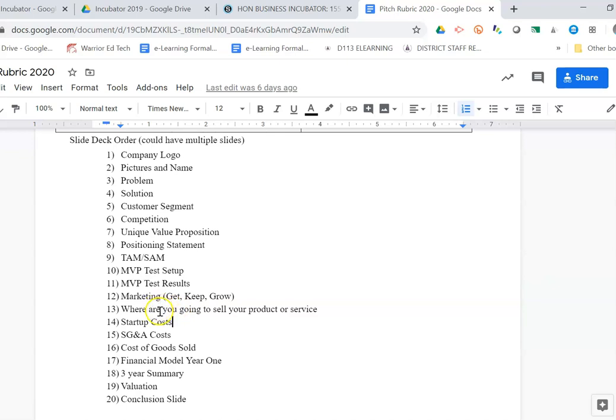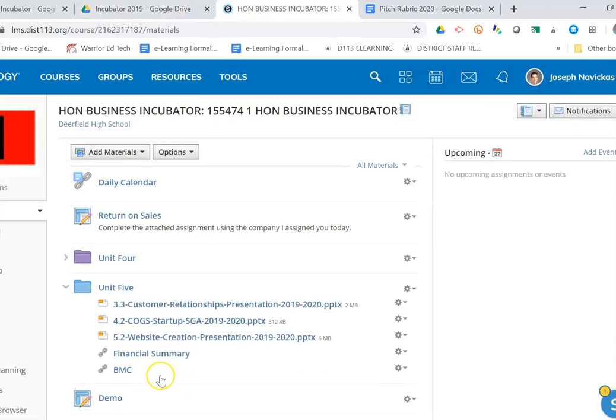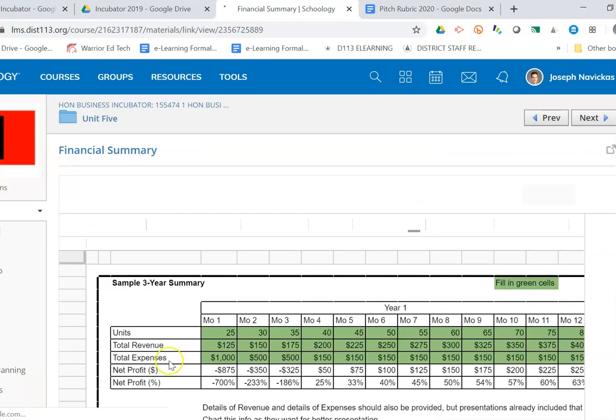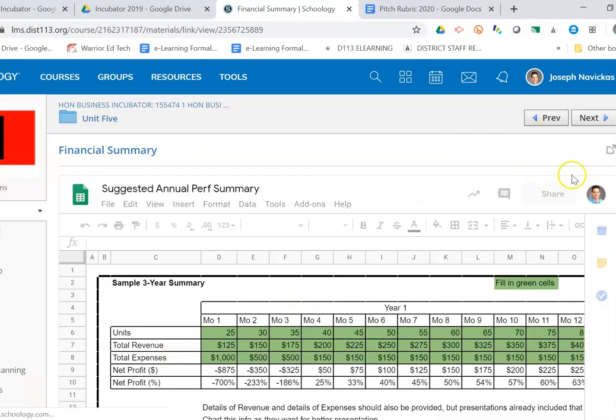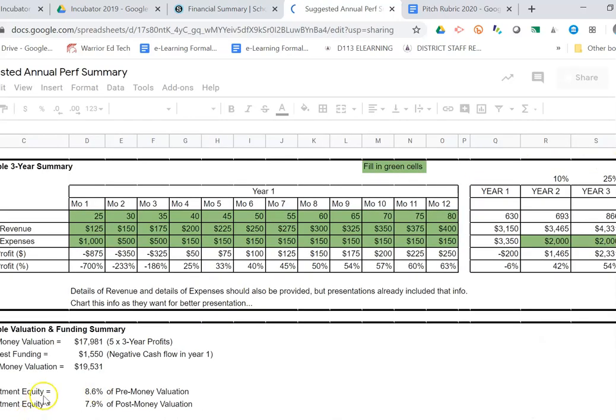All right, so 13 is where you're going to sell your product or service. 14 is the startup costs. 15 is SG&A. 16 is cost of goods sold. So once you have those numbers, you're going to run then into the financial model. So the financial model is also in your incubator folder. So here's the financial summary. And a lot of you guys have this already in your folder, your team folder.